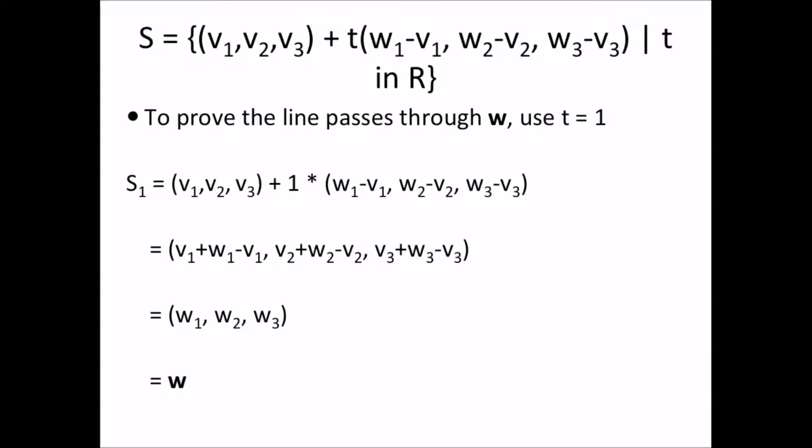We've generated this set of points. We've proven that v and w are in these set of points. So we have a set of points that describes the line passing through points v and w in R3.